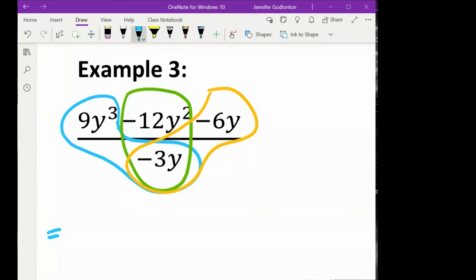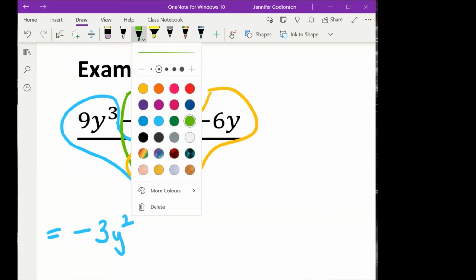Okay. First term, positive divided by a negative is a negative. 9 divided by 3 is 3. Y cubed divided by y is y squared. Give yourself a mark if you got that one right.